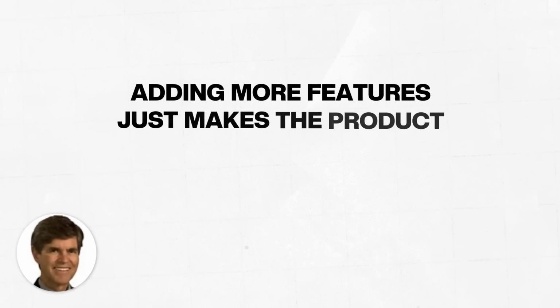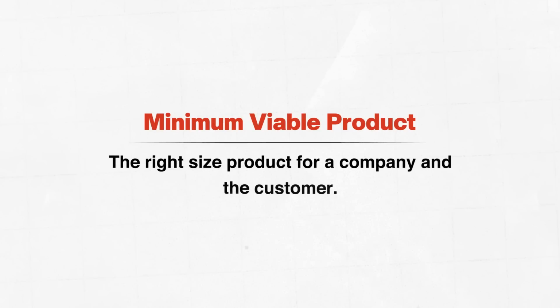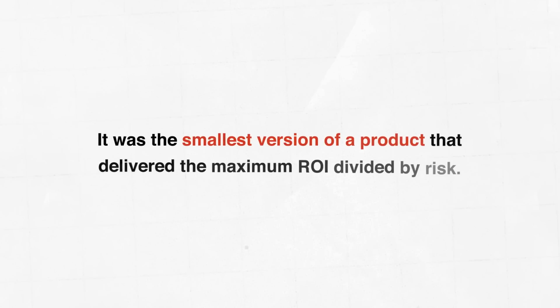But he observed that adding more features doesn't usually improve the business case. Adding more features just makes the product longer to build, less usable, and most importantly, carries a lot more risk. His solution was what he called the minimum viable product. He described it as being the right size product for a company and for the customer. Just big enough to cause adoption, satisfaction, and sales, but not so big to be bloated and risky. In other words, it was the smallest version of a product that delivered the maximum ROI divided by risk.